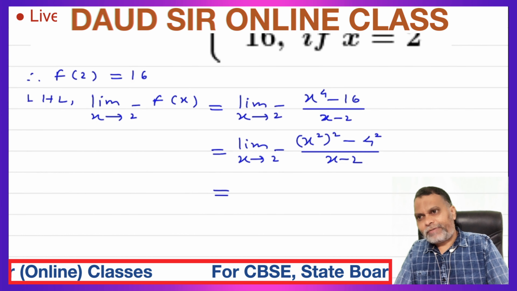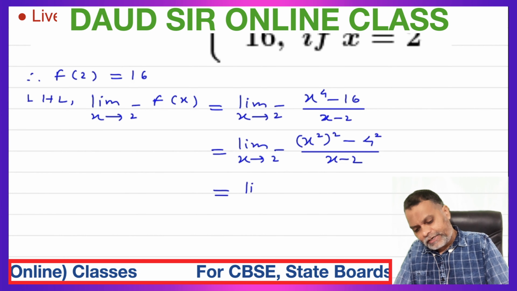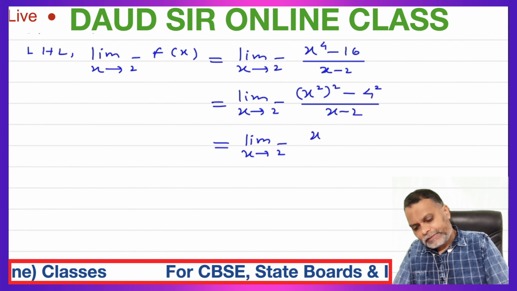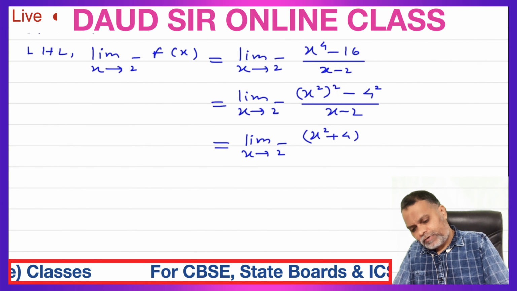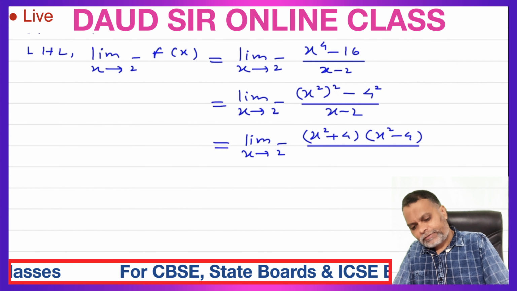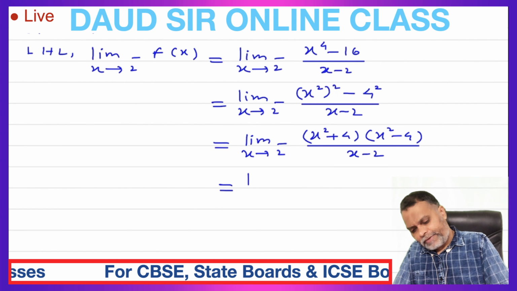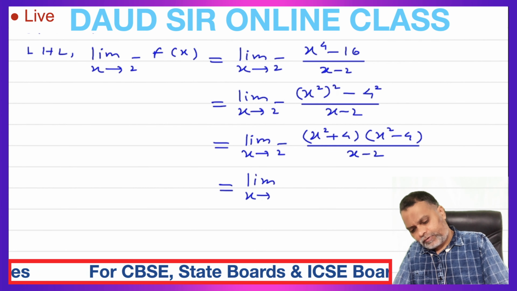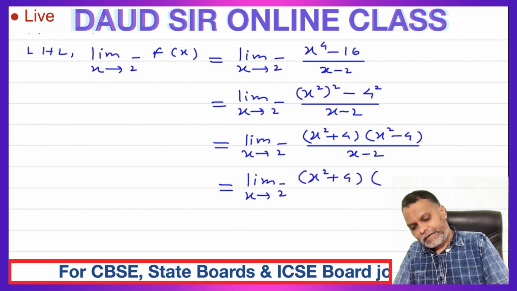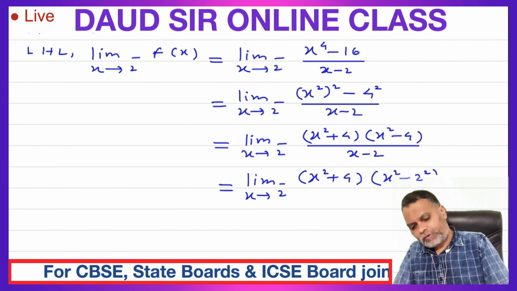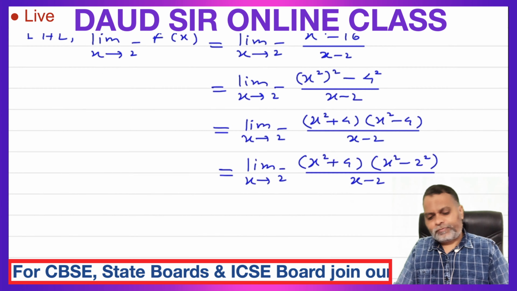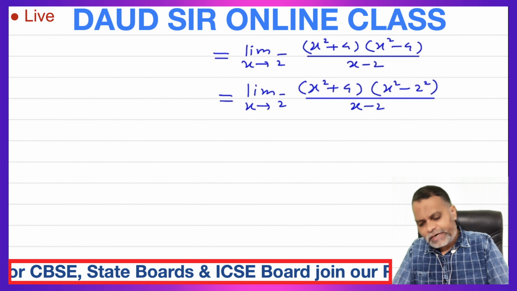Using the identity a^2 - b^2, limit x tends to 2 minus (x^2 + 4)(x^2 - 4)/(x - 2). Keep the x^2 + 4 as it is, and again x^2 - 4 can be written as x^2 - 2^2 upon x - 2. Again we can apply the a^2 - b^2 identity.